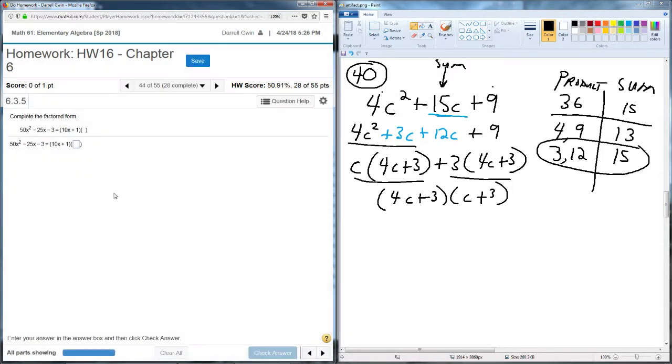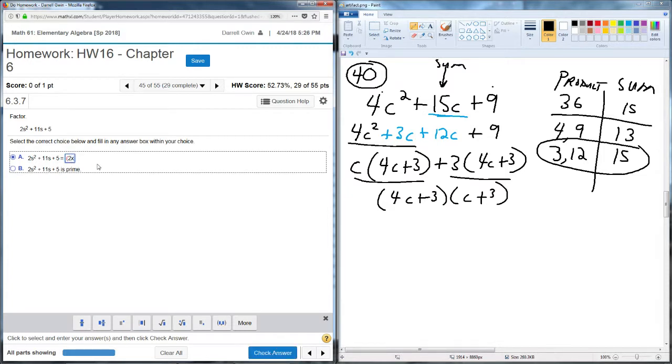But not crazy hard. Once again, 10 times what equals 50? Well, 10 times 5 is 50. 1 times what is -3? 1 times -3 is -3. Ooh, I think that's going to be 10 and 1. It's not prime.